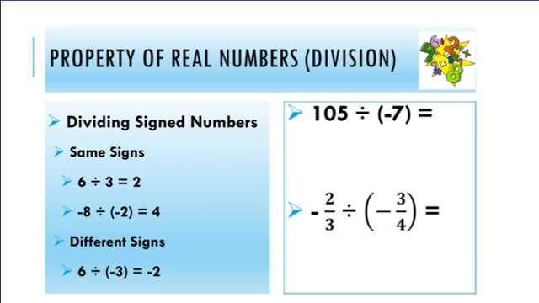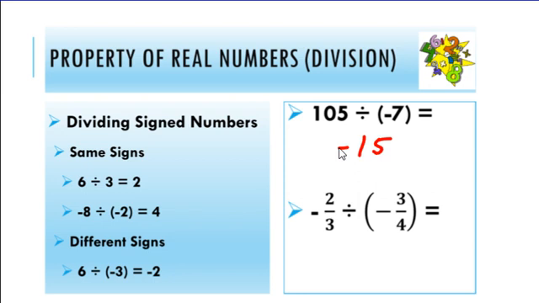Now, properties of real numbers with division. They're very similar to multiplication. It's same signs, it's always positive. If they're different signs, the answer is negative. So if we take 105 and divide that by a -7, my answer has to be negative because different signs. You would have a -15.